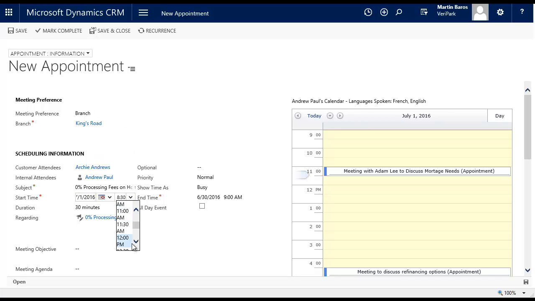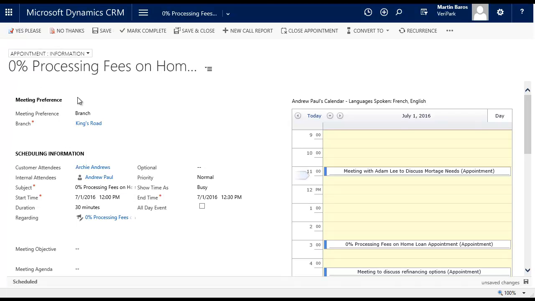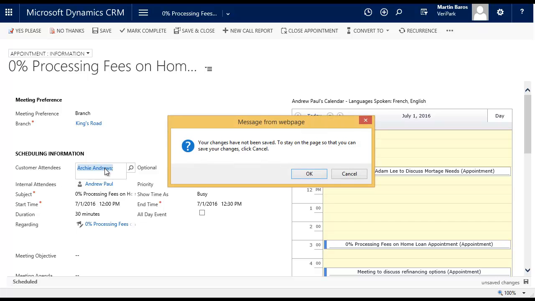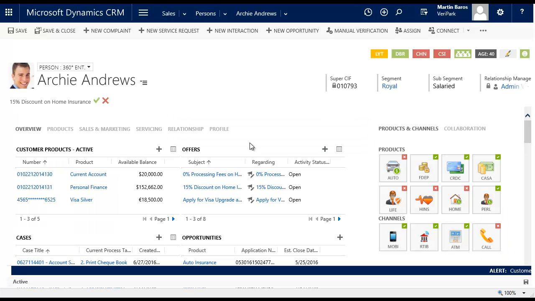Agent asks the customer if there is anything else that he can help the customer with and then completes the call. On the day of the appointment, the advisor will open this appointment from his calendar and will open the customer profile to know who he's meeting with.